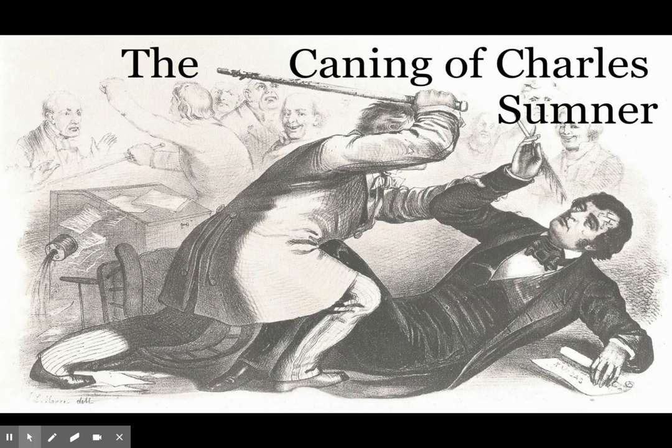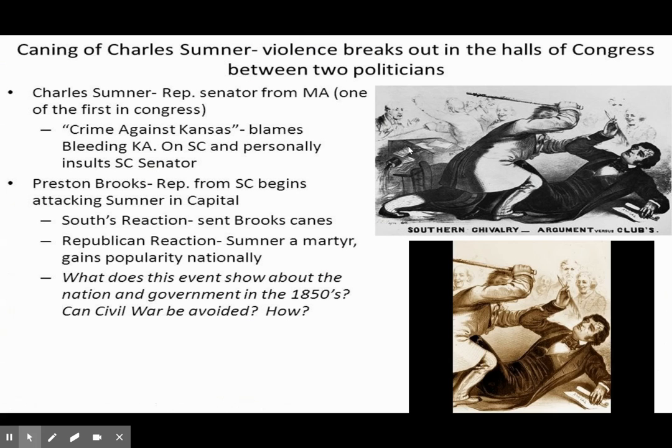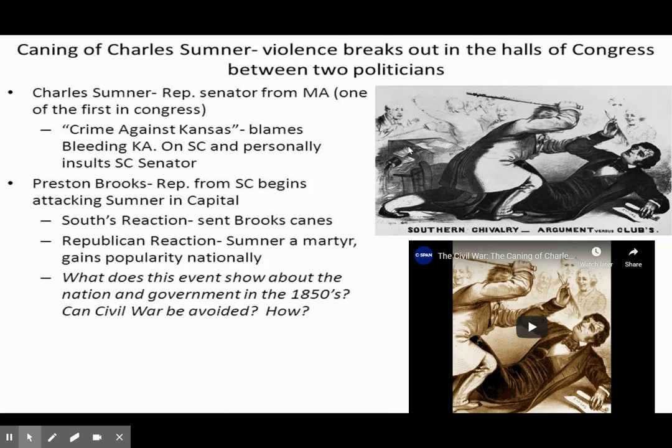And so we see this specifically in Congress, that violence erupts literally on the floor of Congress. So Charles Sumner was a representative from Massachusetts, and he gets up in Congress and gives this speech called Crime Against Kansas, where he blamed all of the events surrounding the Civil War in Kansas on people who supported slavery. He specifically is blaming slave supporters from South Carolina, and he insults the South Carolina representative Preston Brooks.